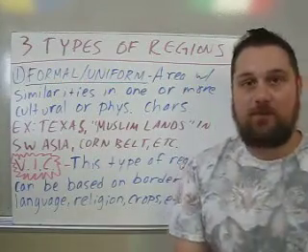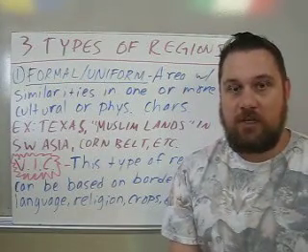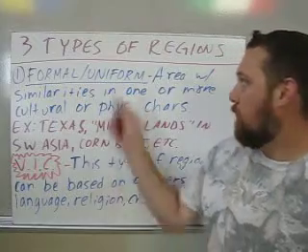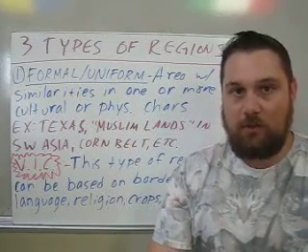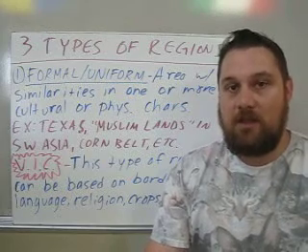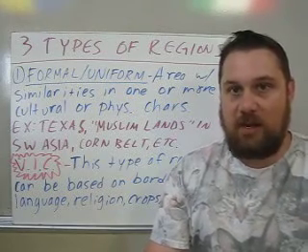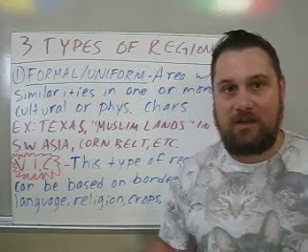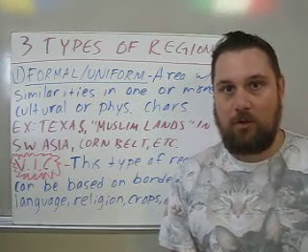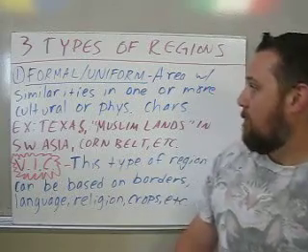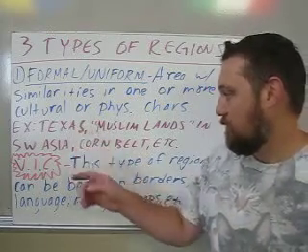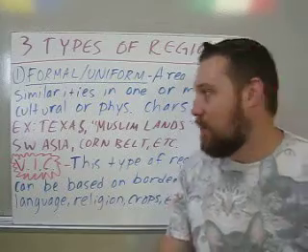There are three types of regions. The first one is called a formal or uniform region. This is another one of those words where there are multiple words for the same definition. Simply put, a formal region is an area where everybody kind of does the same thing, or they have one or more traits that just about everyone has in common, such as language, ethnicity, things like that.